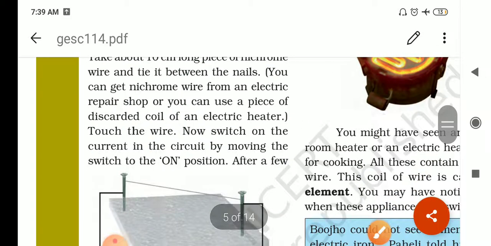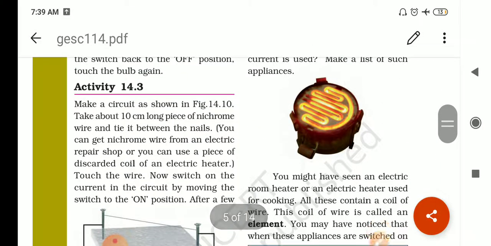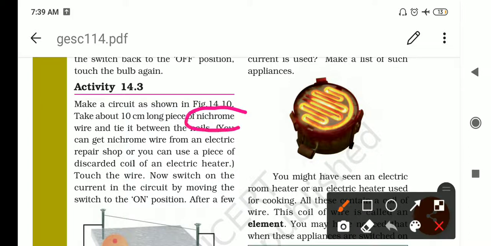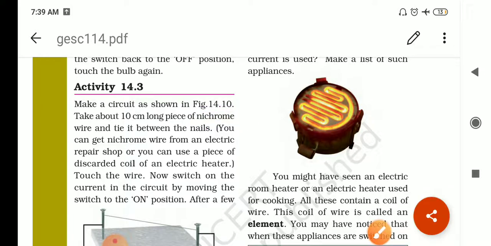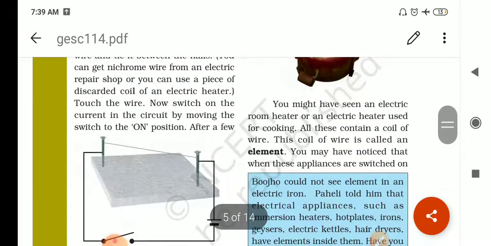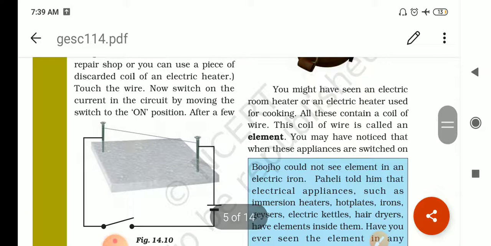Okay, now see one more activity. Make a circuit as shown in the figure. Take about a 10 centimeter long piece of nichrome wire. This is nichrome. Which type of wire do you have to take? Nichrome wire. Tie it between the nails. You can get nichrome wire from an electric repair shop, or you can use a piece of the discarded coil of an electric heater. Touch the wire. Now switch on the current in the circuit by moving the switch to the on position. Okay, then see it again.